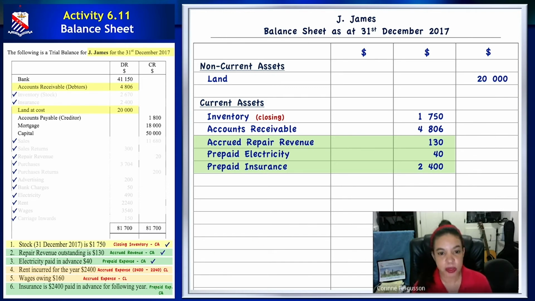So what we had learned before, it's inventory, accounts receivable. We stick this in the middle. Next one would be bank and then cash. So we're going to look and see, is there any bank? And we see in our trial balance, we have bank of 41,150. Just simply put it in the column. That's it. And then we're going to look for, is there any cash? No, there is no cash. So that is it for your current assets.